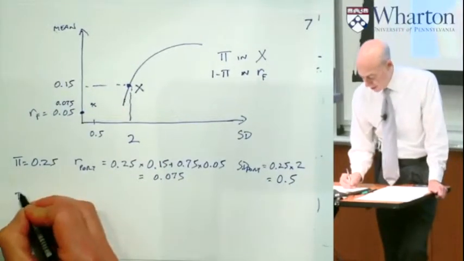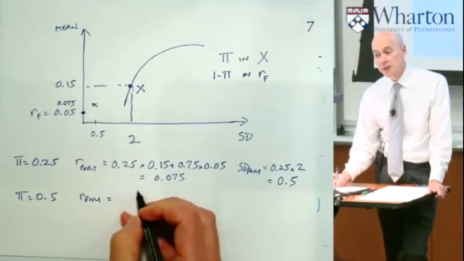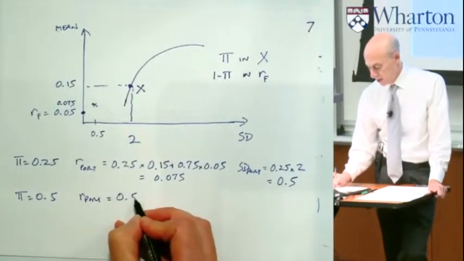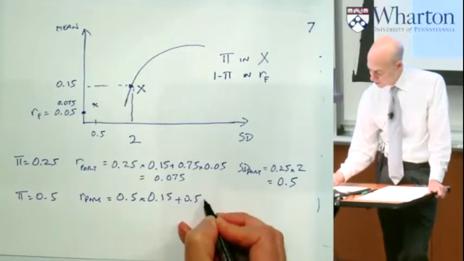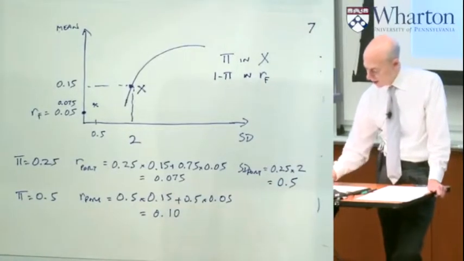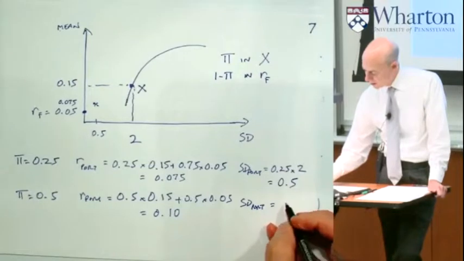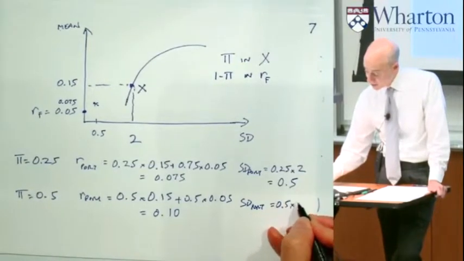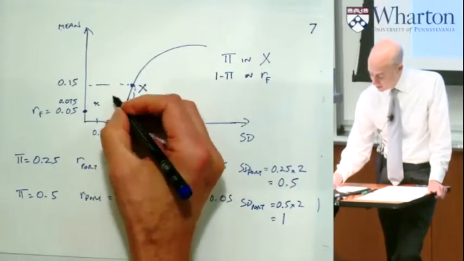At pi equals 0.5, our expected return is going to be what? Well, it's a half times 0.15 plus a half times 0.05. That's going to be 0.1 or 10%. The standard deviation of the portfolio is going to be 0.5 times 2, which is 1. So at 1, we're at 0.1.